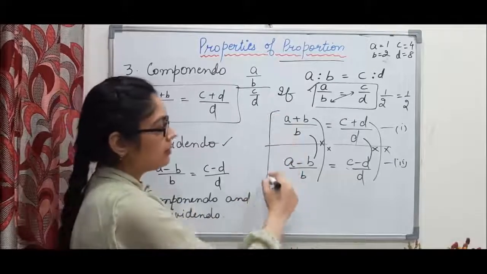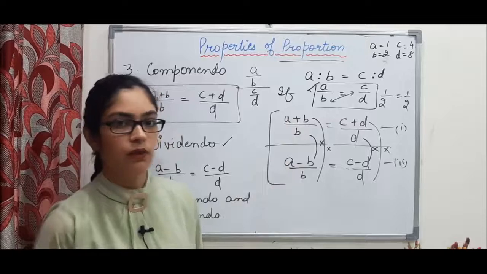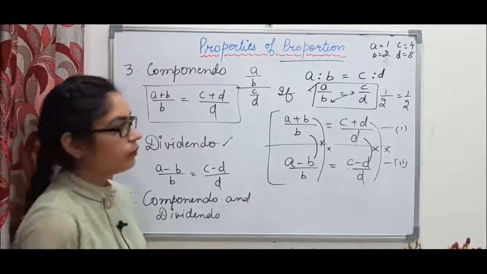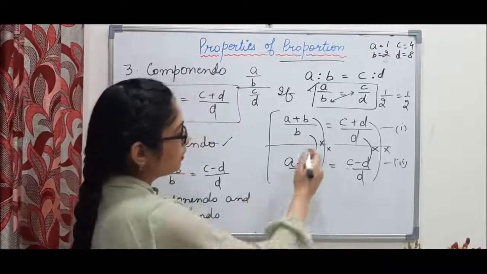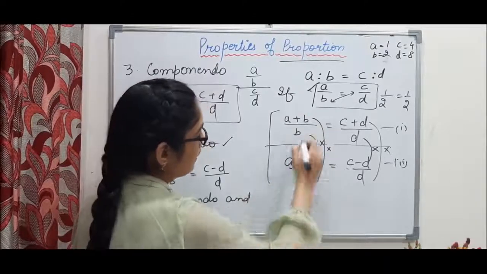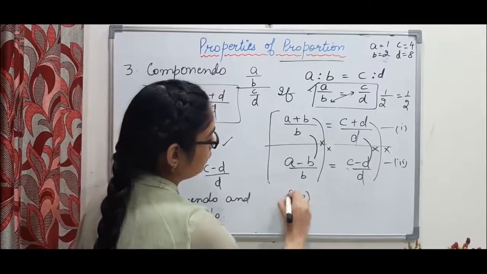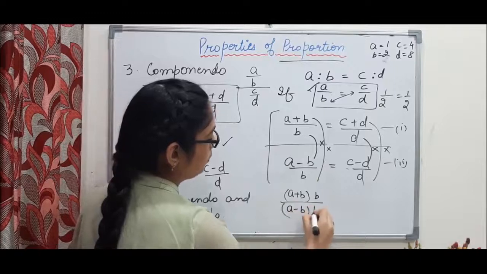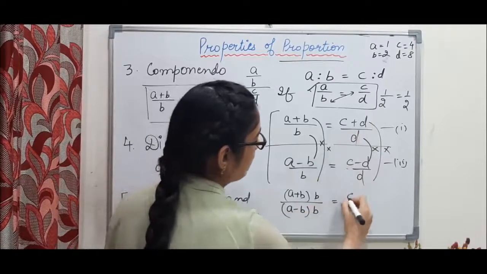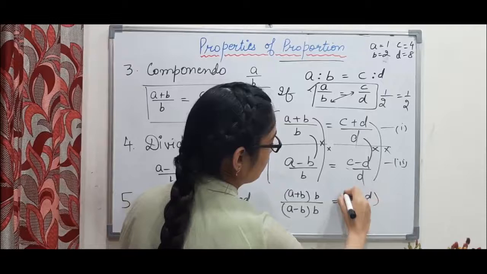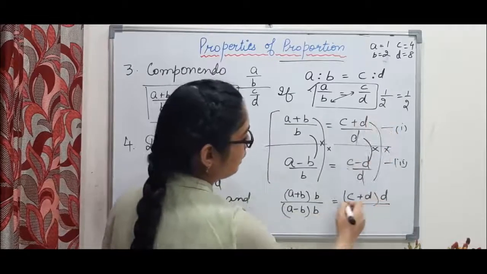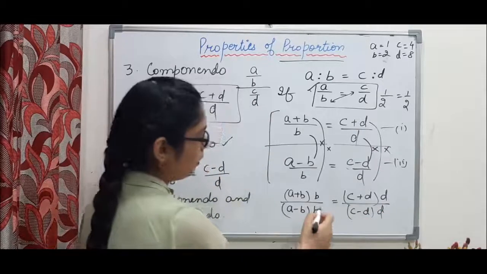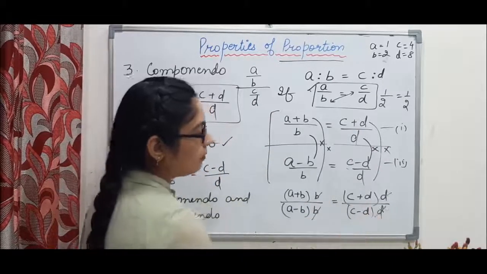This step is just an additional step. In questions we don't use this. The direct result of componendo and dividendo we use, which we will get now. So let's multiply: A plus B into B, and here A minus B into B, C plus D into D, because the outer ones I have to multiply, and the inner ones C minus D into D. Here B and B will get cancelled, here D and D will get cancelled.